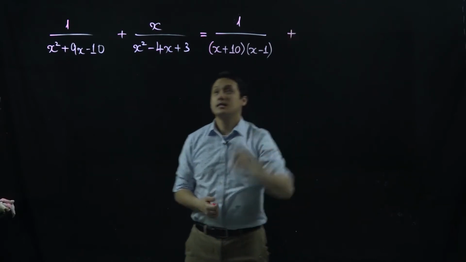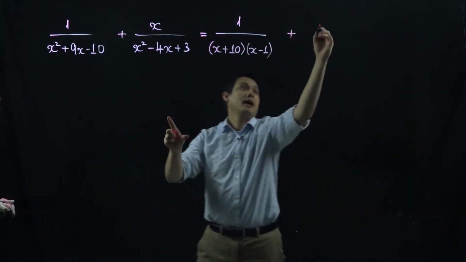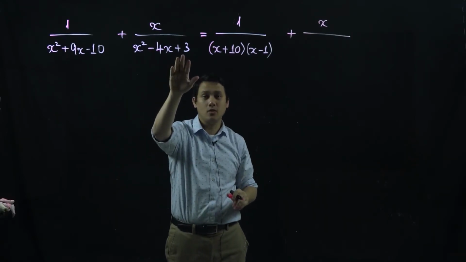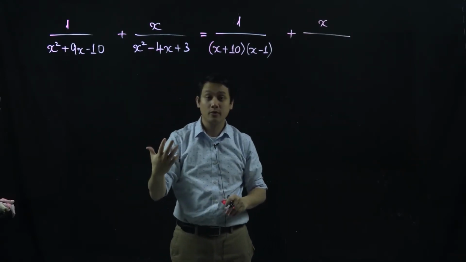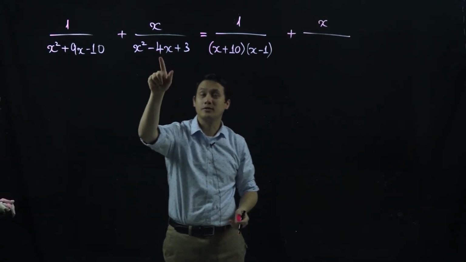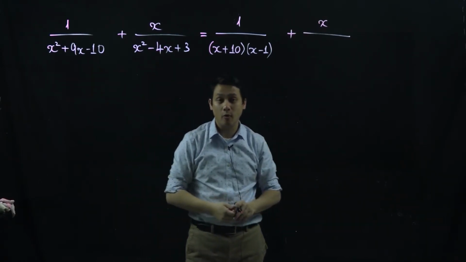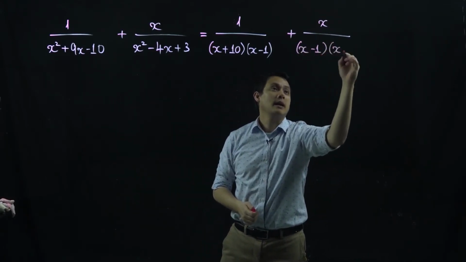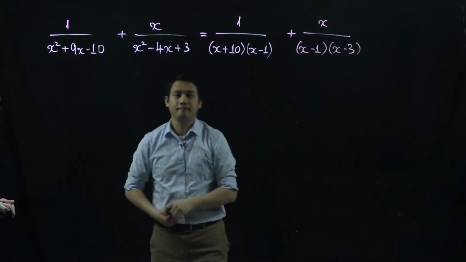And for the second expression, you have x over x squared minus 4x plus 3. Once again, you get two numbers. When you multiply them together, you get +3. And when you add them, you get -4. Which gives you x minus 1 times x minus 3.